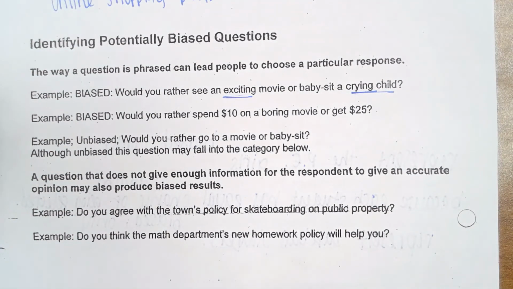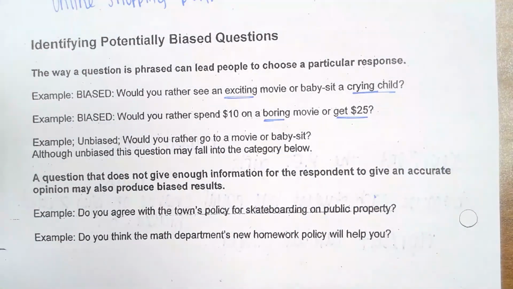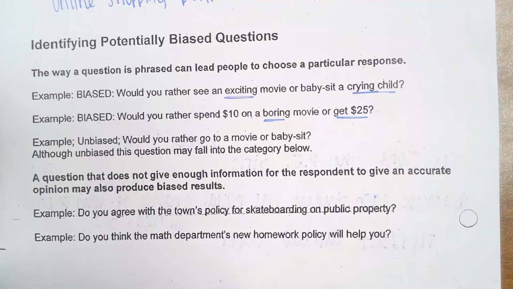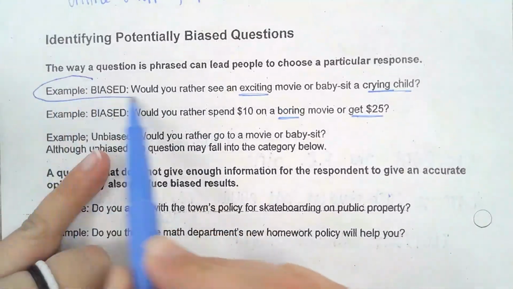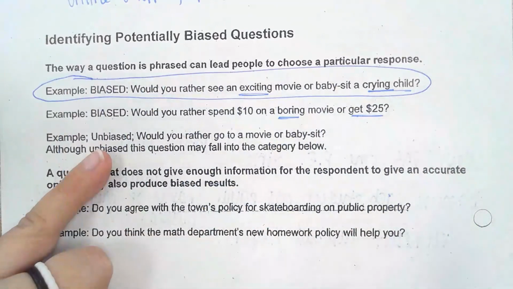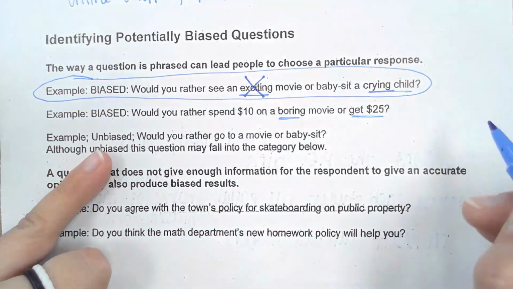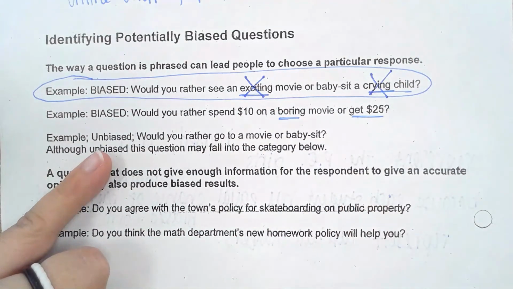Another example would be, would you rather spend $10 on a boring movie or get $25? Again, it leads people towards one answer over another, because more people are going to want to get $25 than to just watch a boring movie. So if I were to change this sentence to make it an unbiased question, all that you guys would have to do is just take out those adjectives. Take out exciting and take out crying child, and then just create a new sentence out of it.